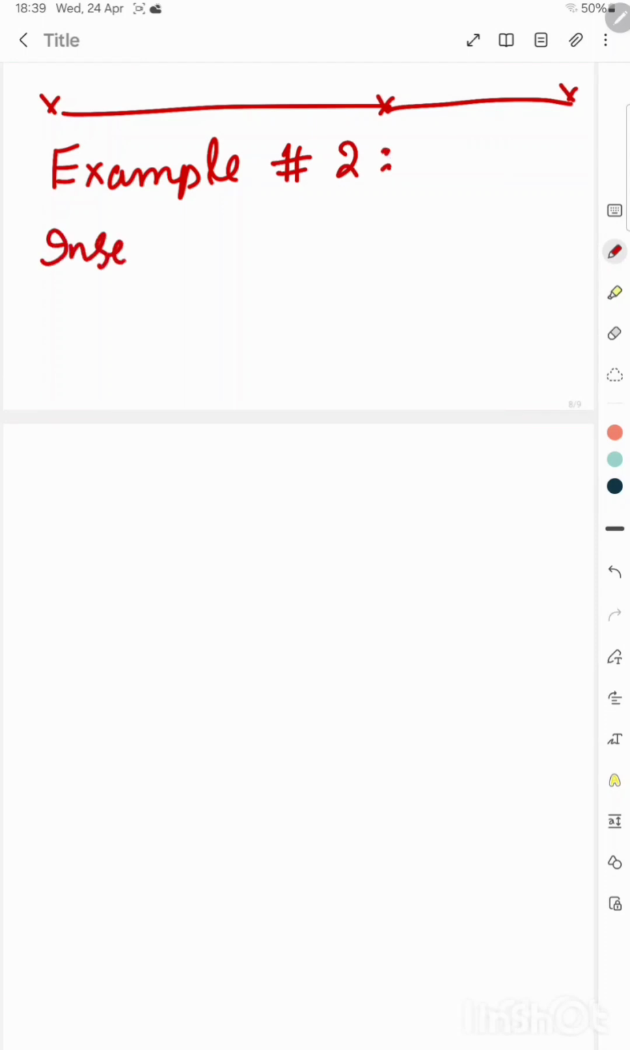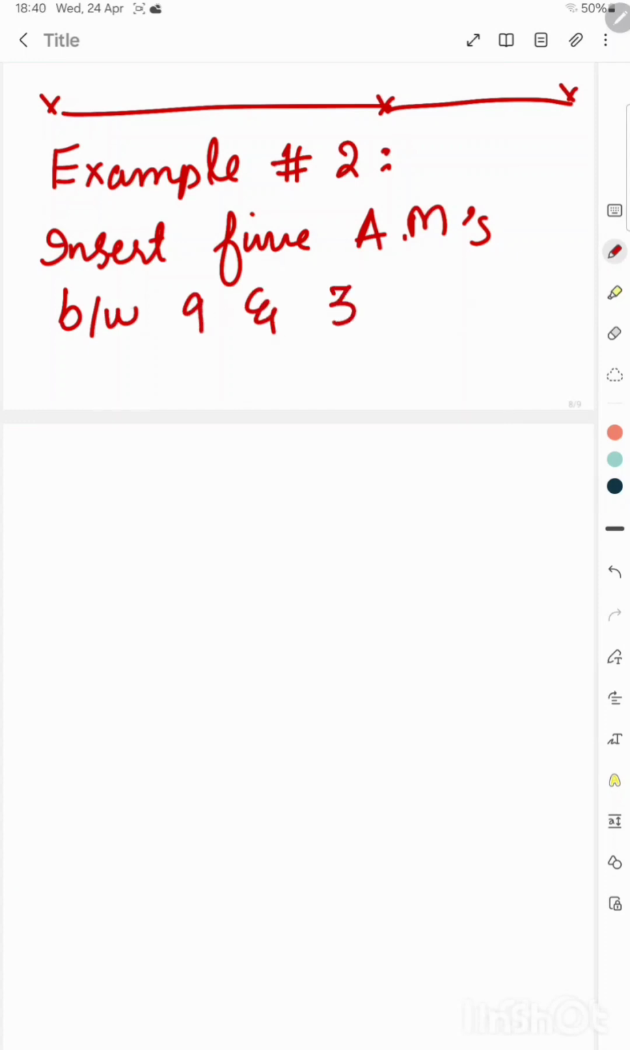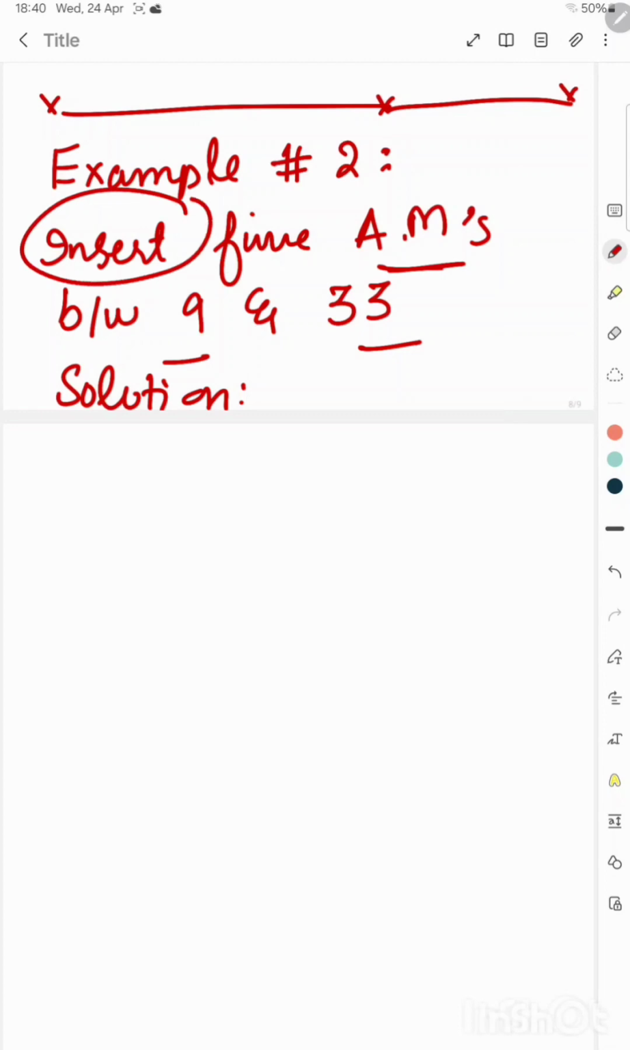Insert 5 arithmetic means between 9 and 33. Now again, extreme values are given. As you know, the first smallest value is a and the greatest value is b. So I will go further and solve this for you. Okay, now how many arithmetic means do we have to insert between these two values?